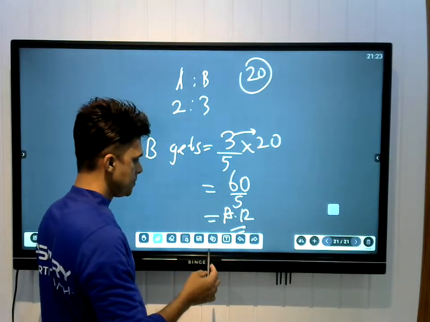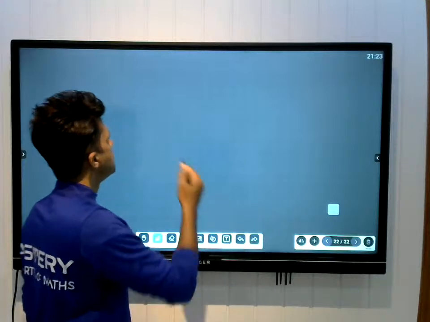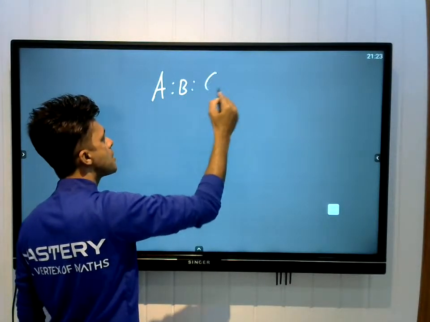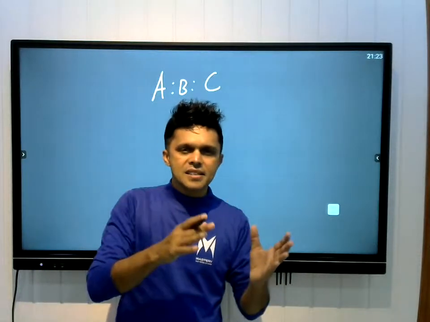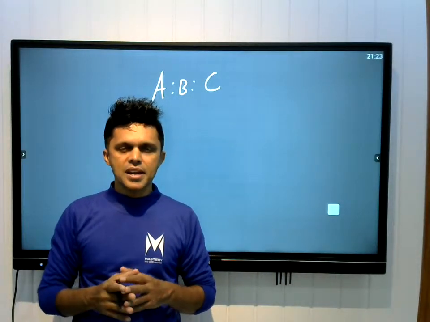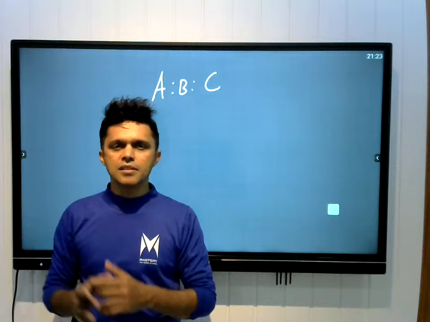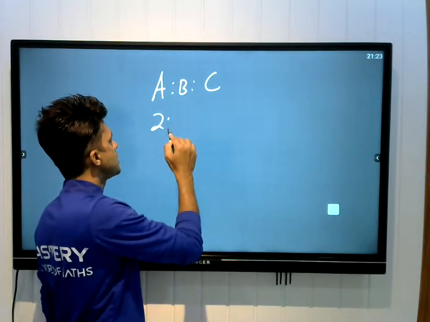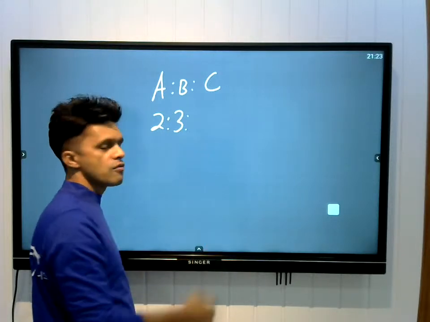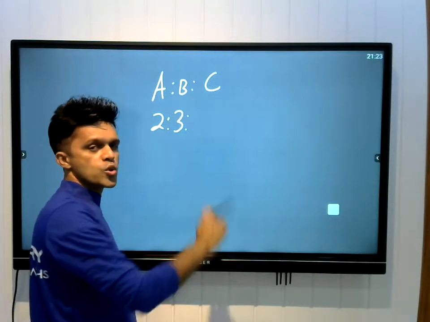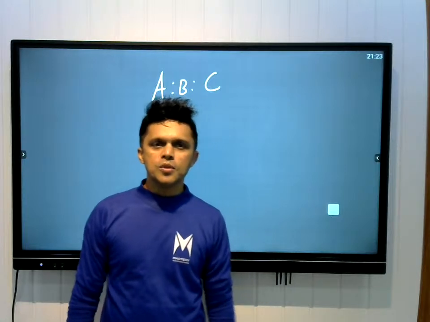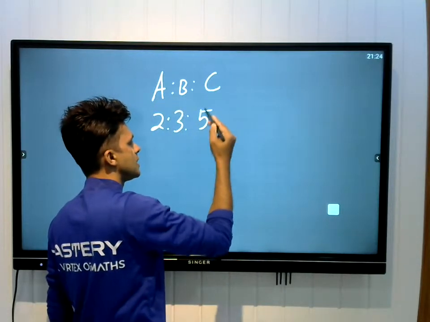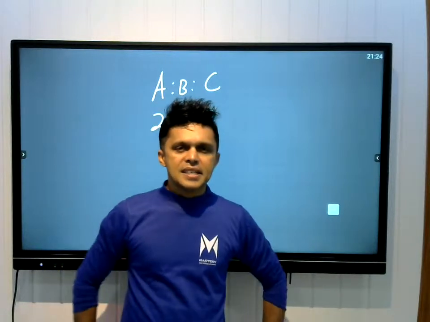Imagine this one. A certain amount of money is divided among A, B, and C. Here it relates to three persons, A, B, and C. So that amount is divided in the ratio 2 to 3 to 5. This is the related ratio.